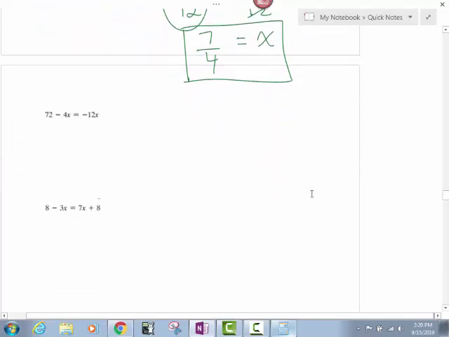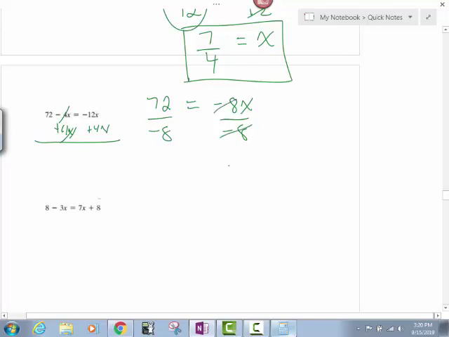Okay. Let's do the same thing for the next problem. We have 72 minus 4x equals negative 12x. I want to get all the x's together. So let's go ahead and add 4x to both sides. Okay. So that's going to leave me with 72 equals, let's see, those will cancel, negative 12 plus 4. If I owed you $12 and I paid you 4, I would still owe you 8. And the last thing we can do here is divide both sides by a negative 8. A positive divided by a negative is a negative, and we end up with a negative 9.